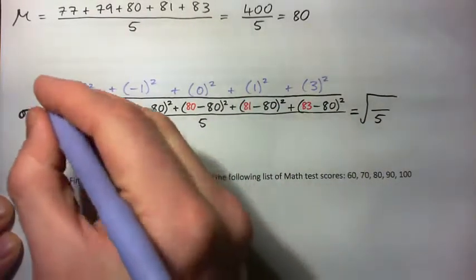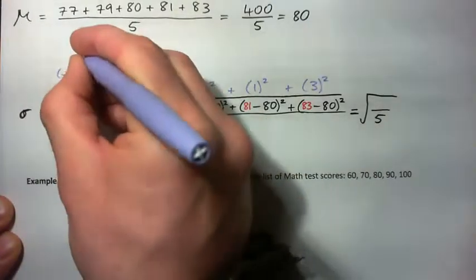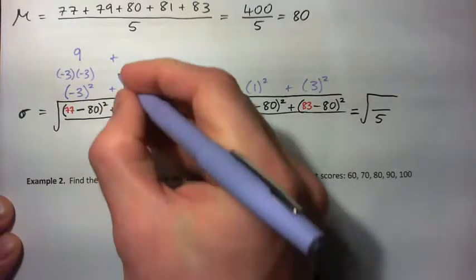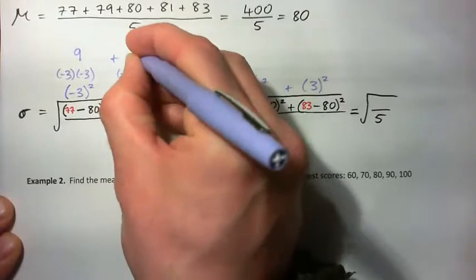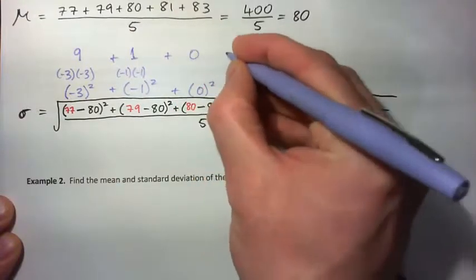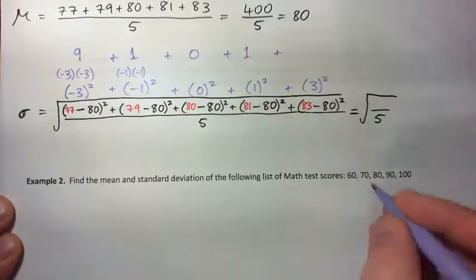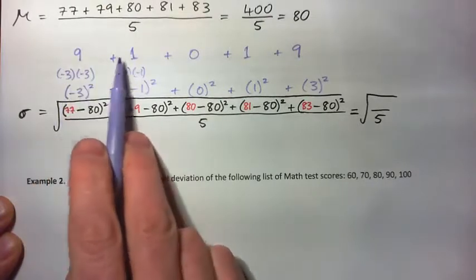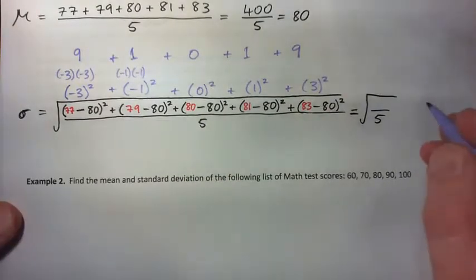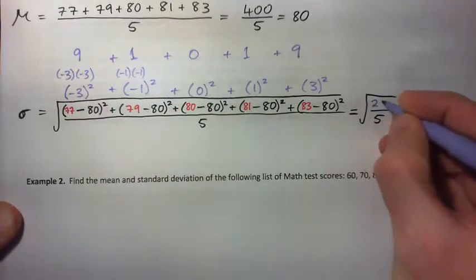So negative 3 squared is, by the way, negative 3 times negative 3, which is positive 9, right? Plus, what's negative 1 squared? That's negative 1 times negative 1, which gives positive 1. Plus 0 squared is 0, plus 1 squared is 1, plus 3 squared is 9. Okay, so just add all these up. 9 plus 1 is 10, plus 0 is 10, plus 1 is 11, plus 9 is 20. So all of this top has now turned into simply the number 20, right?